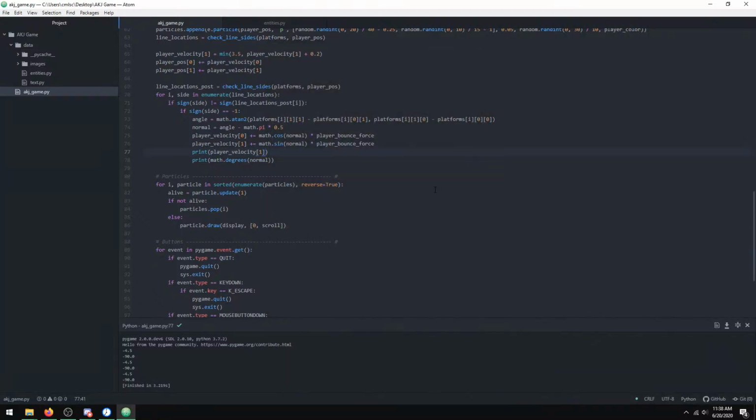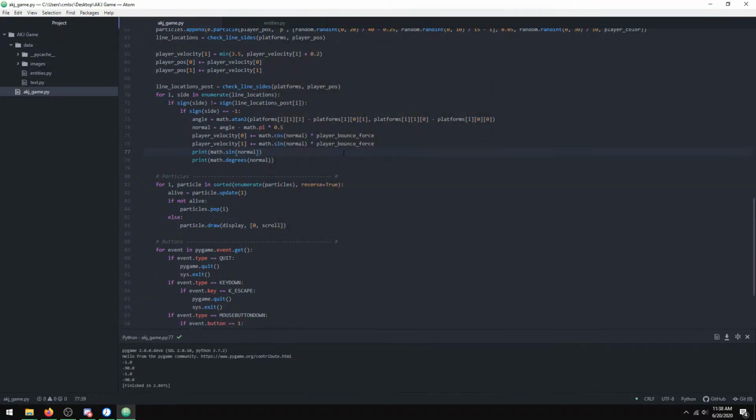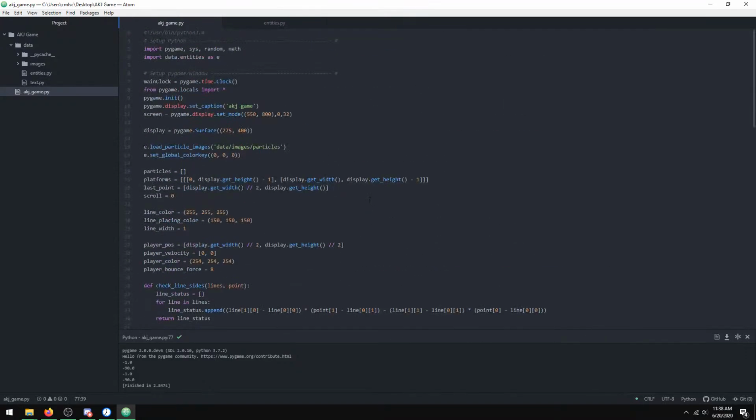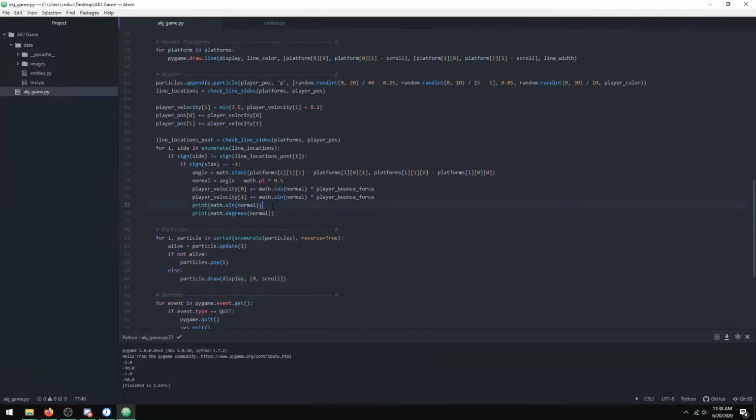Why is it 4.5? That's not how math works. Wait. Math.sin normal. Boop, boop. It's negative 1. Bounce force is, did I say 4.5 or 8? Why is it setting it to, okay. Oh, it's because it's plus equals, it's not setting it. Duh.